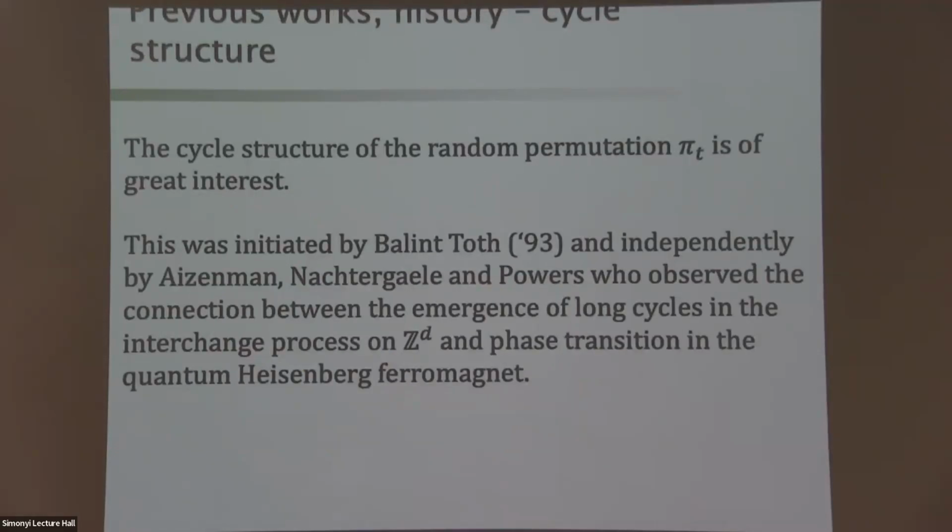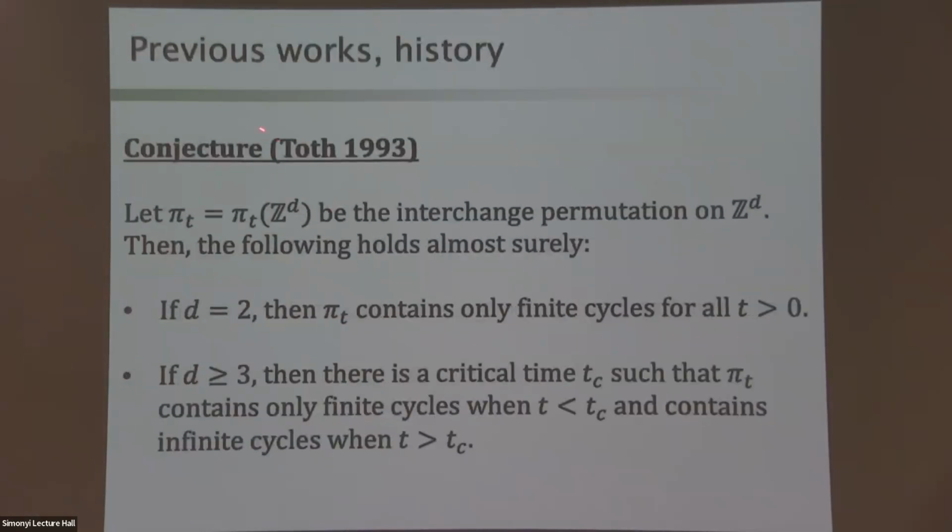Okay. So the cycle structure of the permutation is of great interest. This was initiated around 30 years ago by Balint Toth and independently by Aizenman and Nachtergaele, who observed the connection between the emergence of long cycles in the interchange process on Z^d and phase transition in the so-called quantum Heisenberg ferromagnet. This is a well-studied model in mathematical physics. I won't get into that, but it turns out it's related to this simple model that I've described.